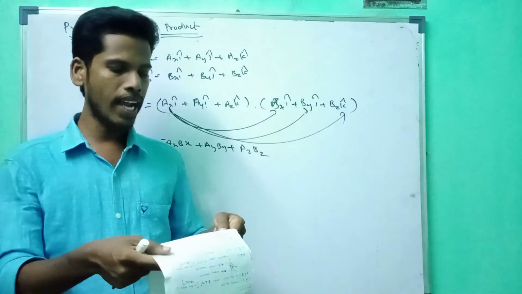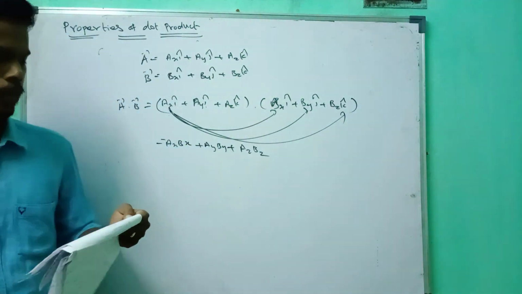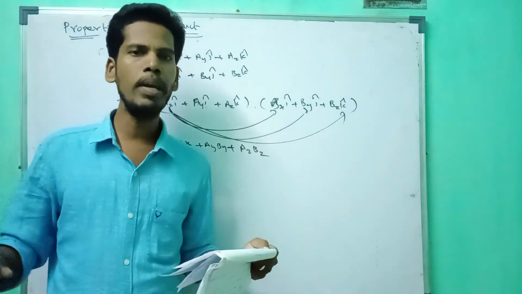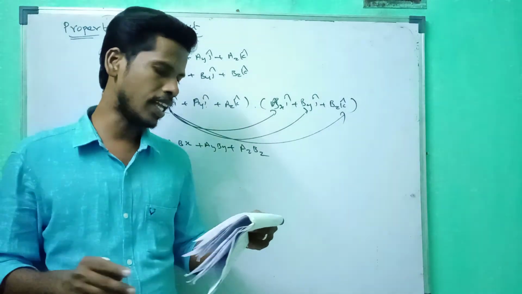And the fourth one: the angle between the two vectors, theta equals cos inverse of a vector dot b vector divided by ab. When will it be maximum? When theta is 0. When will it be minimum? When theta is 180 degrees. When will it be 0? At 90 degrees. That's all.